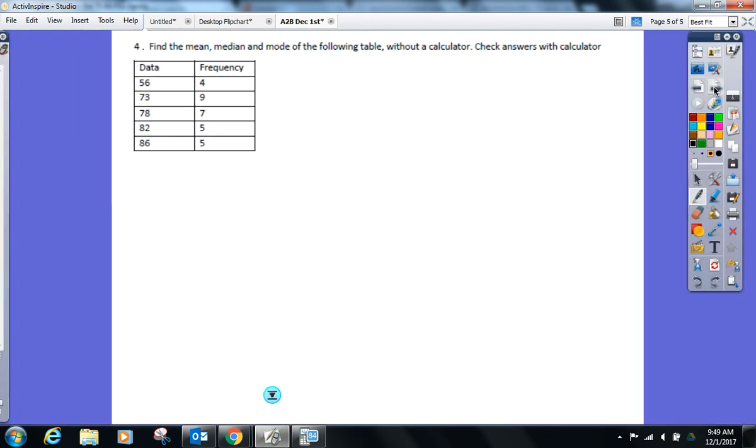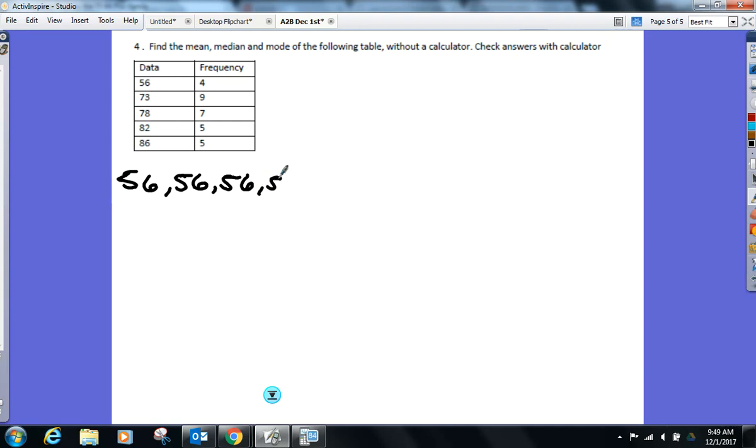All right, find the mean, median, and mode of the following table without a calculator. Hey, baloney. I just showed you. Why am I going to force you kids to do it by hand? I just showed you how to do this. But now the only difference is now, don't we have two columns? And I do want you to understand what this is meaning. Everyone see the 56 for the data and the 4 for the frequency. What's that telling me? There's 4, if I wrote it out, 4 56s, right? That's what that means. Okay? And there's 79 73s. That's what that means.